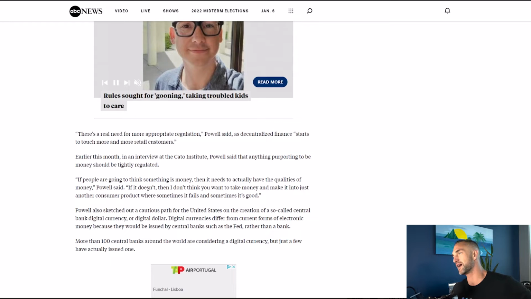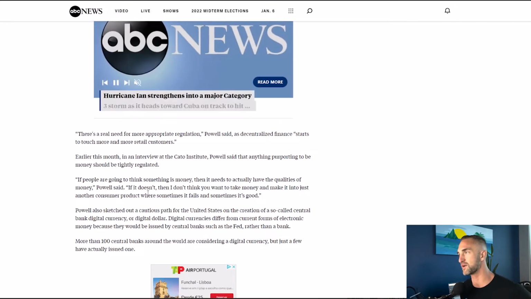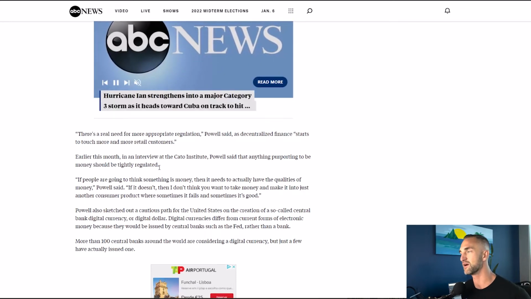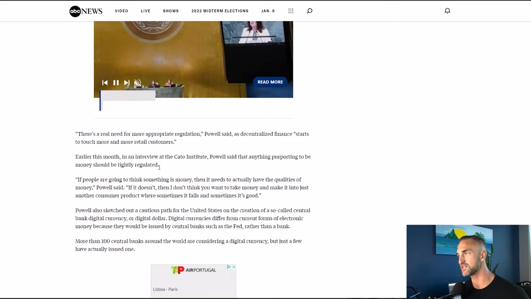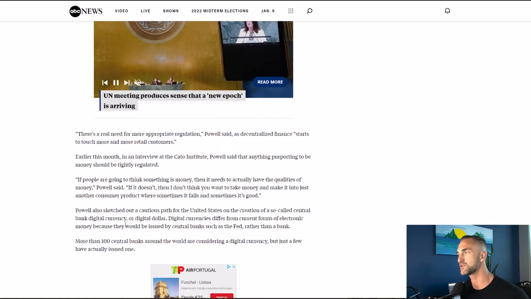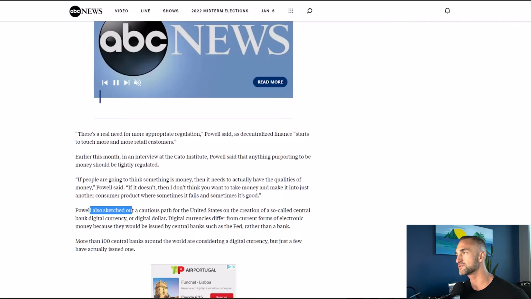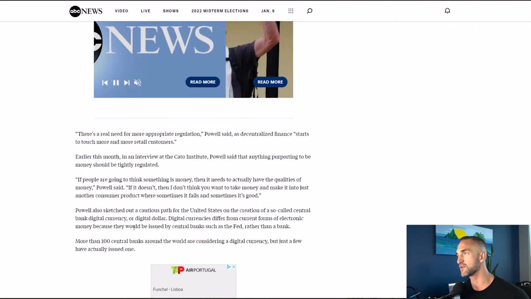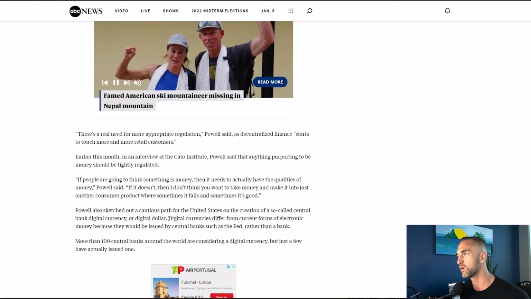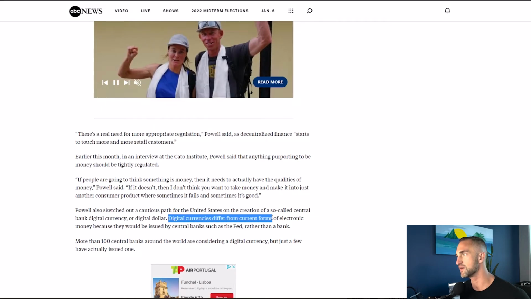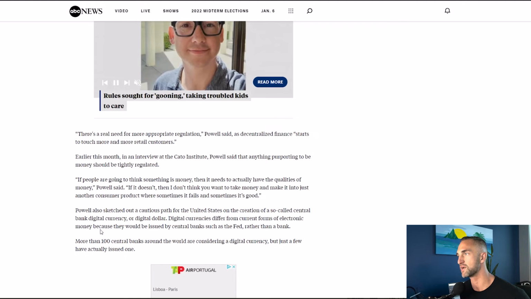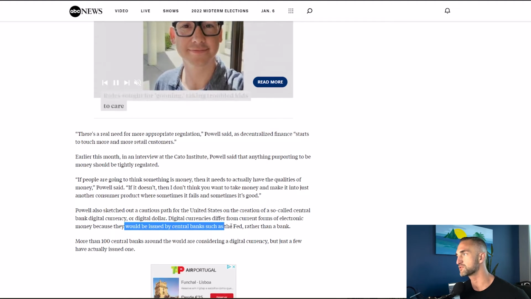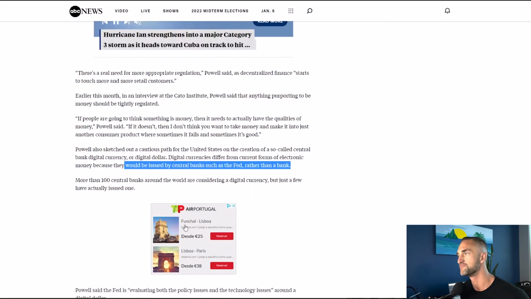So overall, it was positive about Bitcoin and Ethereum, but negative in a sense. They're just propagating the digital dollar. Powell also sketched out a cautious path for the United States on the creation of a so-called central bank digital currency or digital dollar. Digital currencies differ from the current forms of electronic money because they would be issued by central banks such as the Fed rather than a bank.